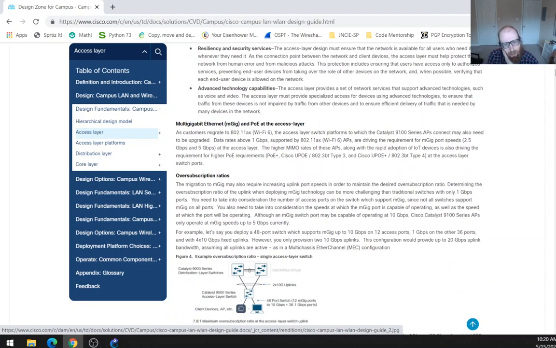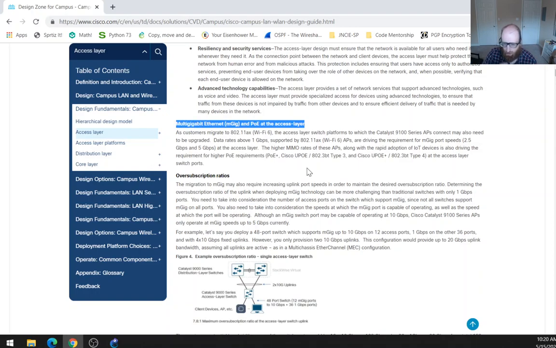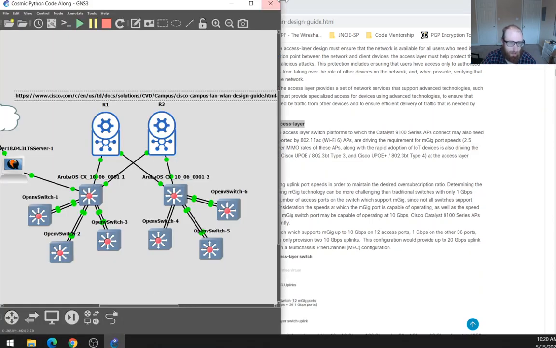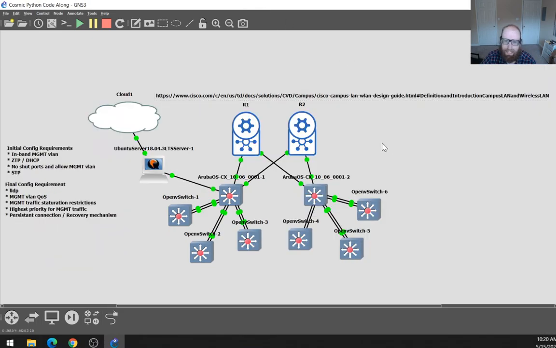Multi-gigabit Ethernet, mGig, and PoE at the access layer. That's an important thing to have on your access layer, because certain devices like VoIP phones and wireless access points get their power from the actual device at your access layer using a technology called Power over Ethernet.